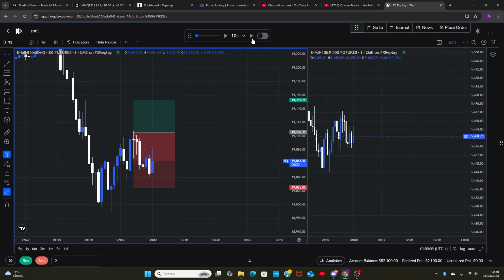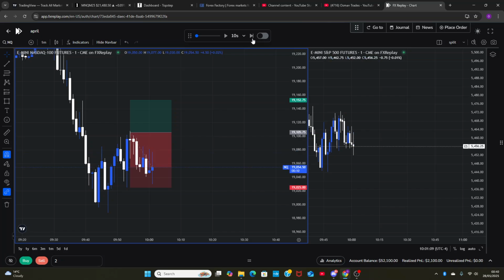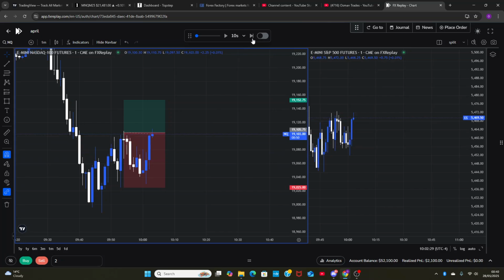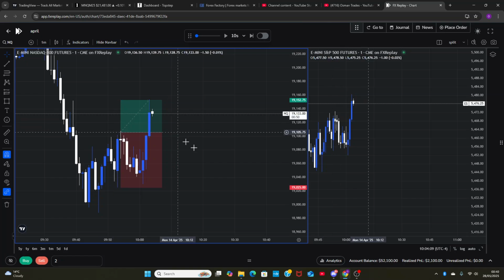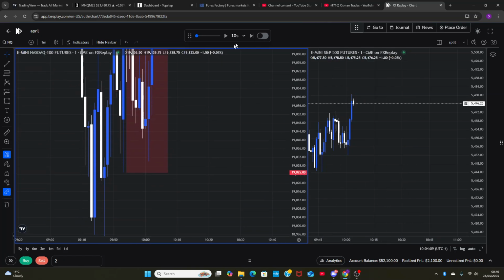Chop work. Holy chop work, bro. What is this chop? Okay, I guess it eventually held because my stop loss was correct, right?